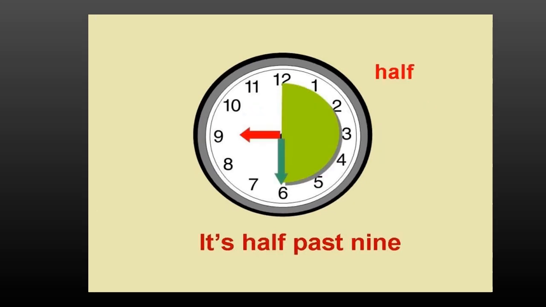Here we go to another one. Now the short arm is on the 9 and the long arm is on the 6. We know that the short arm reads the hour and the long arm reads the minutes. So now the long arm is on the 6. So we say half past. Half past what? Half past the hour. So let's look. The short arm points at the 9. So it's half past 9.